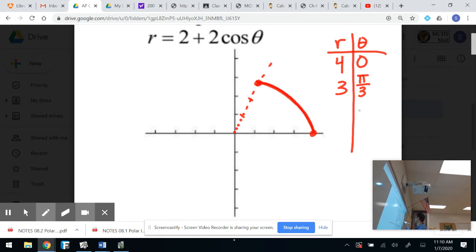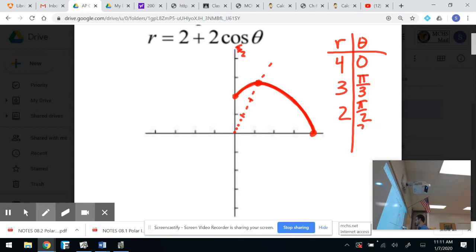Okay. Next, I should pick pi over 2. Why? Because that's an easy guy to pick. Pi over 2 would be 0. So it'd be 2 plus 0, which would be 2. So at pi over 2, I would be 1, 2. I'd be there. Okay. It's coming down now. Cool. What's the next guy I should pick?